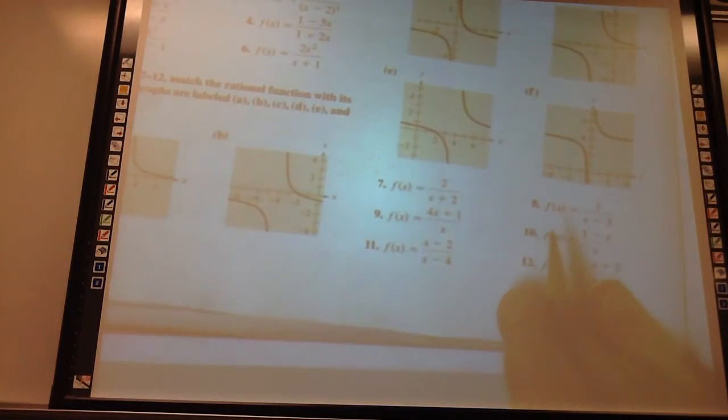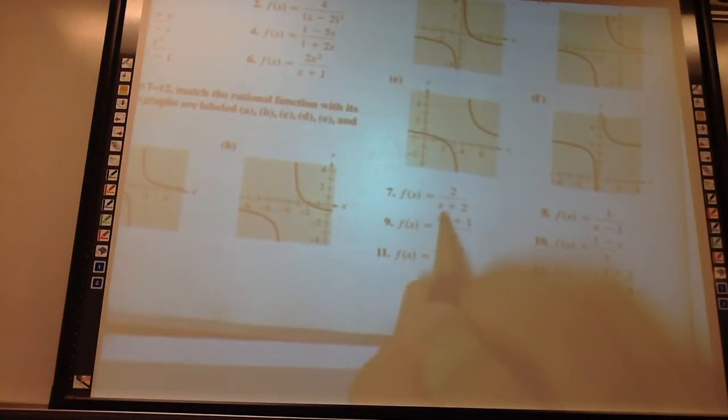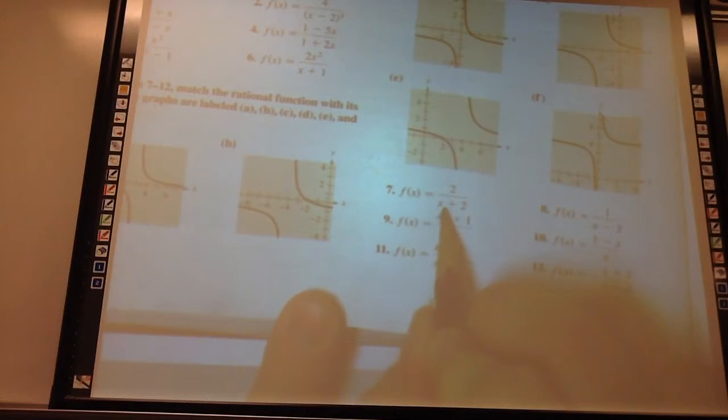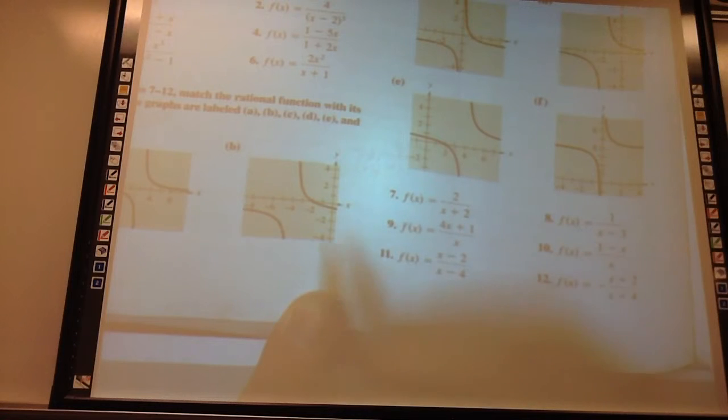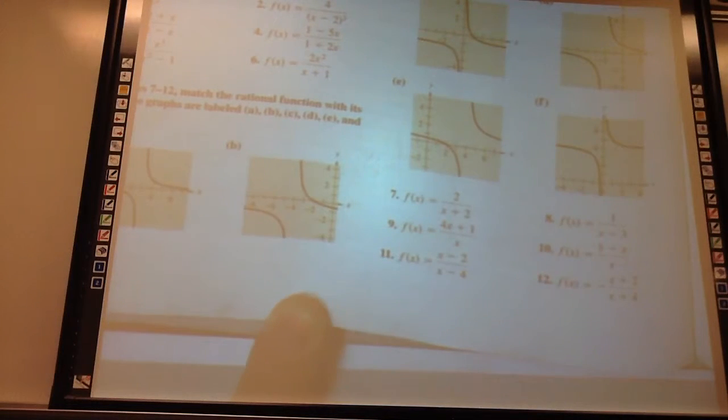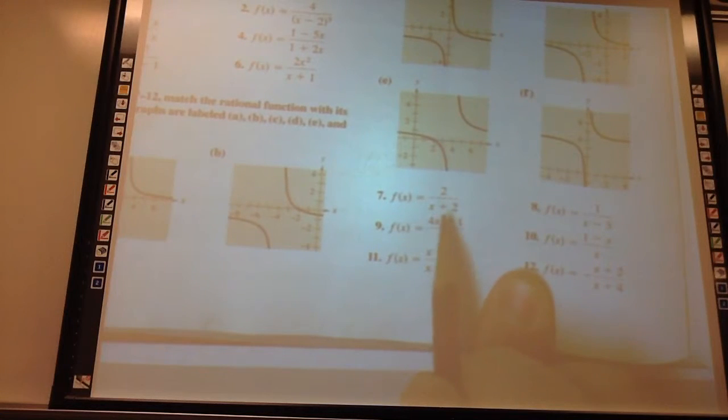Looks like the vertical asymptote is -2. Could be D. It's D. That's the only one with the vertical asymptote. x equals -2 is the vertical asymptote, because that's where the bottom would be 0.